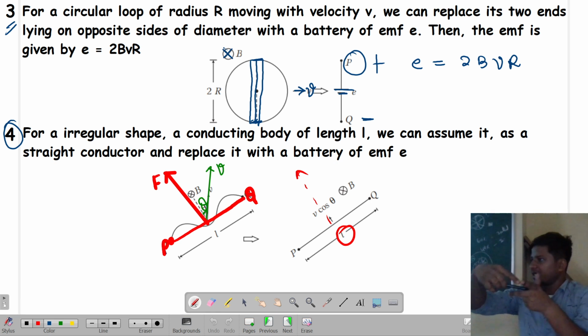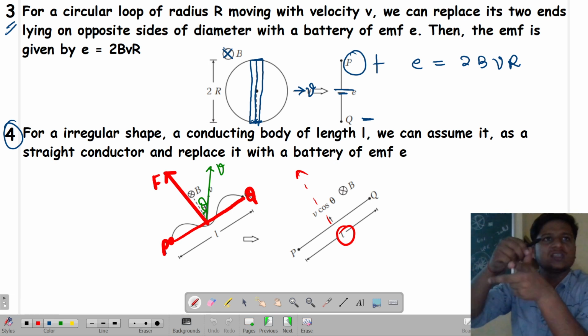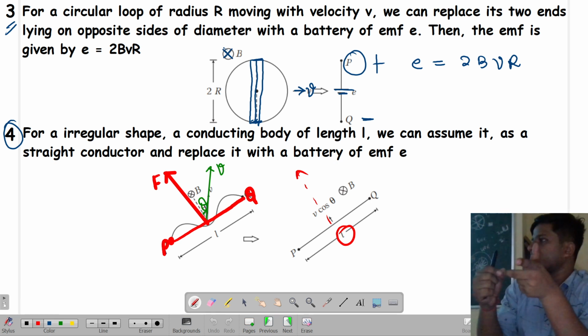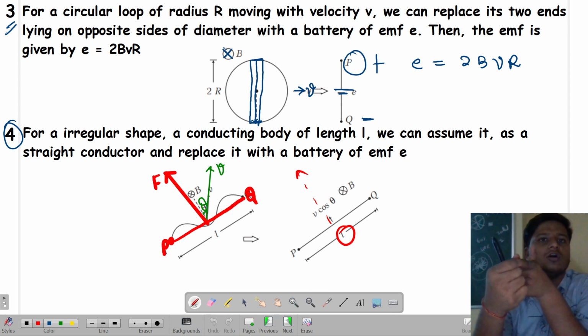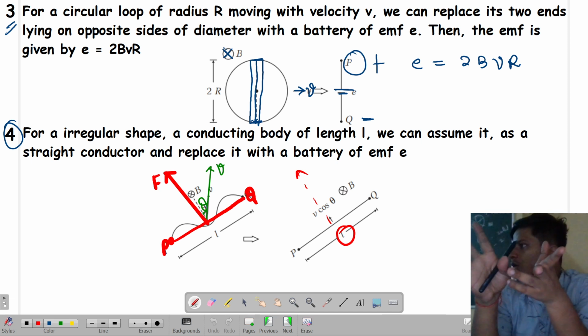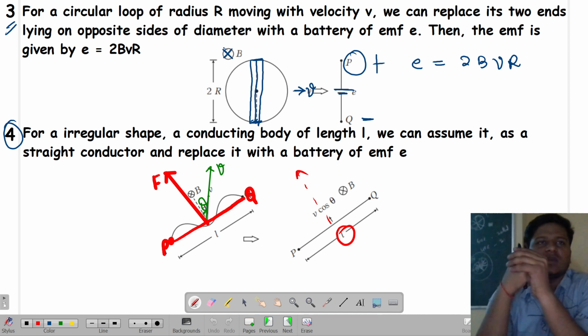So for this velocity, what will I have to do? To get this perpendicular force, do I need to take the velocity component perpendicular to the magnetic field or not? Tell me yes or no. So what will be that value? Can you tell me?